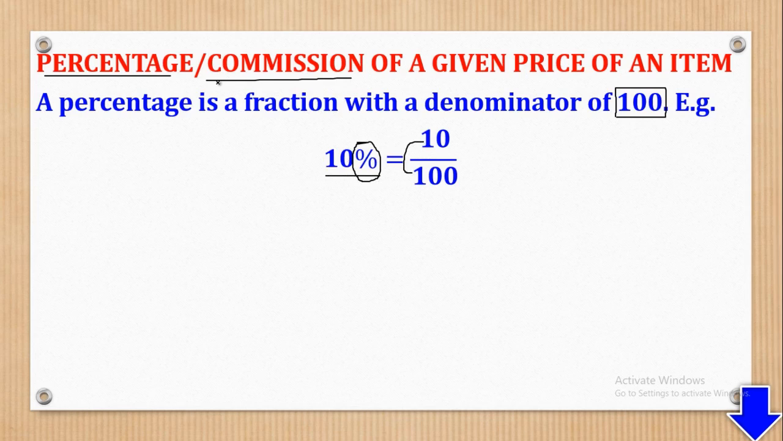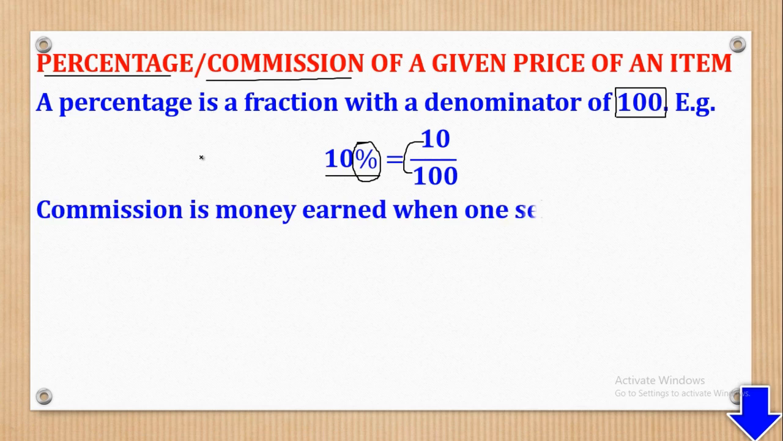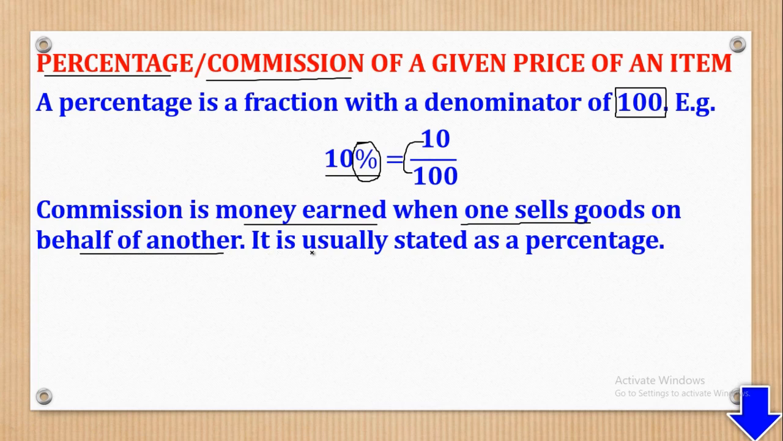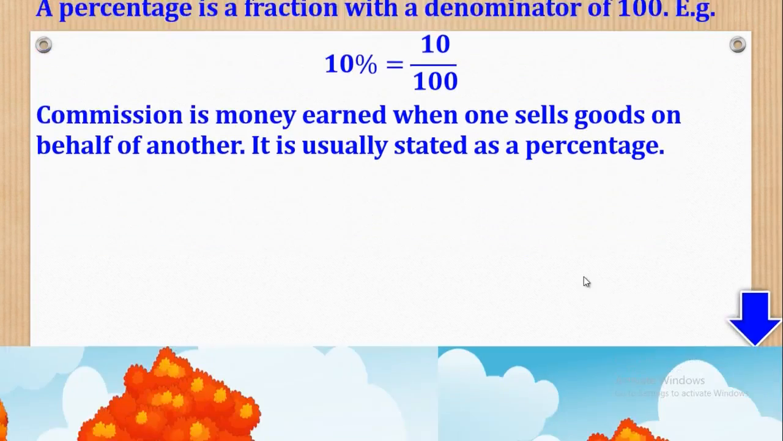What about commission? Commission is the money earned when one sells goods on behalf of another, and it's usually stated as a percentage. That means that you are not the owner of the goods, but you sell for someone, and that someone gives you a commission as a reward. Let's first look at this illustration for you to understand what commission means.